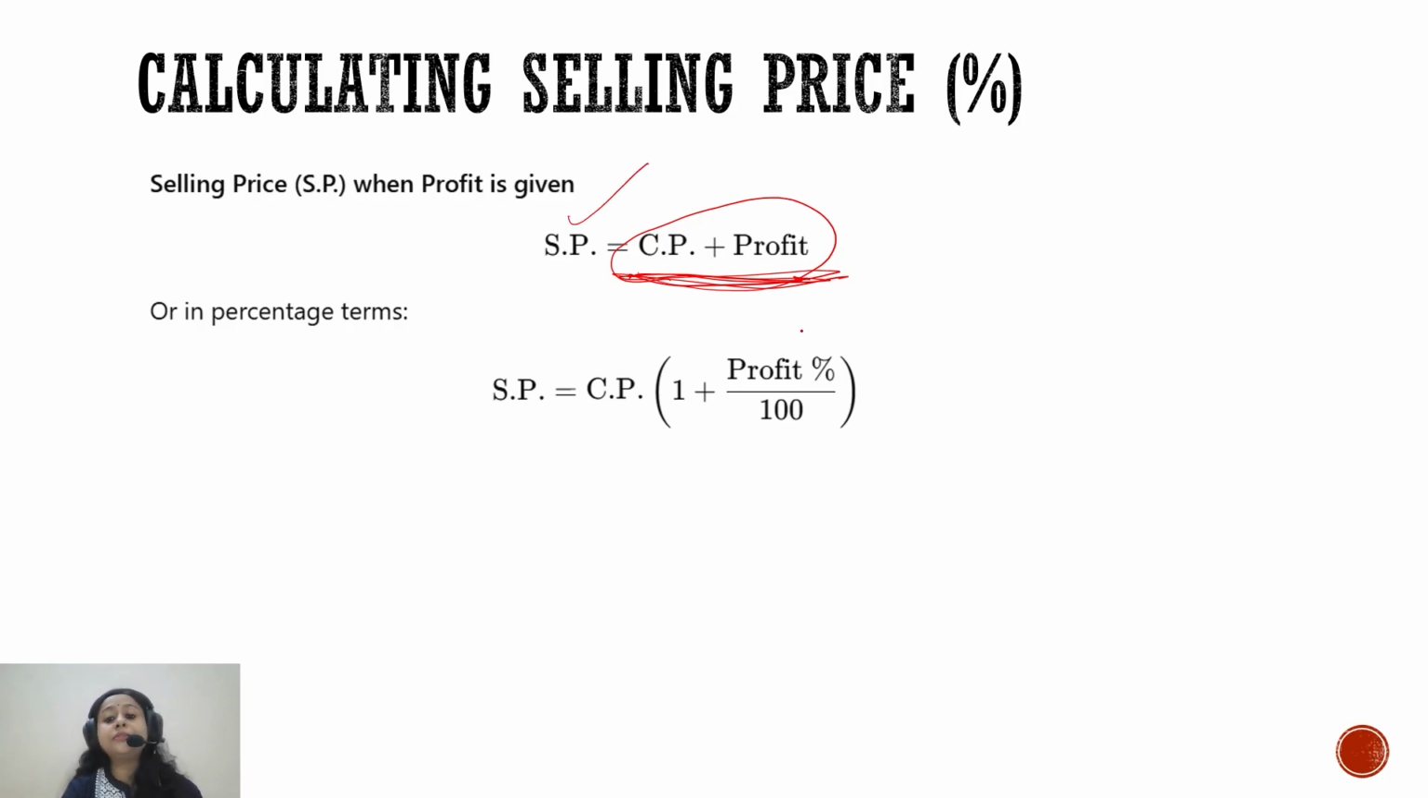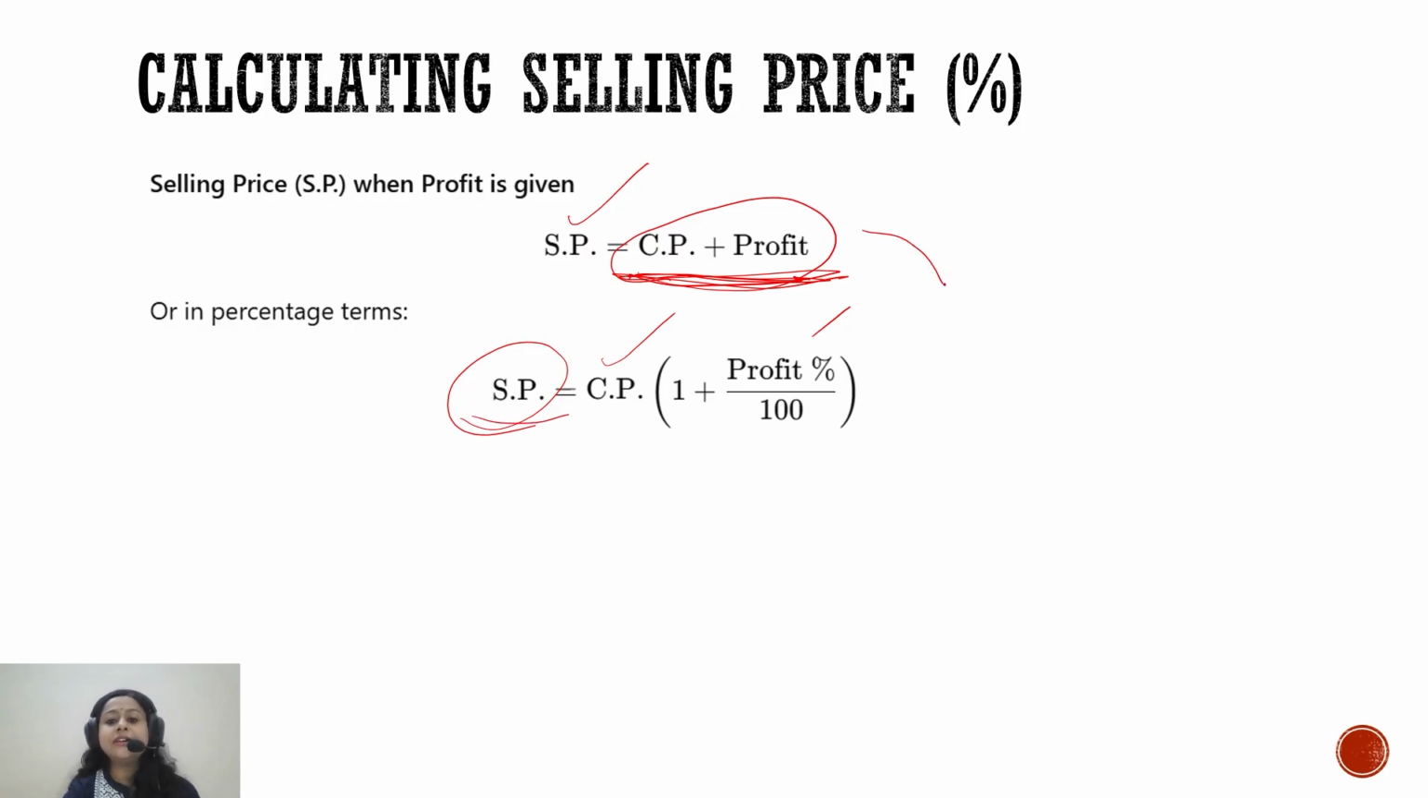Suppose profit percentage is given and cost price is given, and you want to find the selling price. The formula for this is selling price equals cost price into 1 plus profit by 100. That will give you the selling price, because if there is profit, selling price is always cost price plus the percentage of profit on the cost. These two together will give you the selling price.